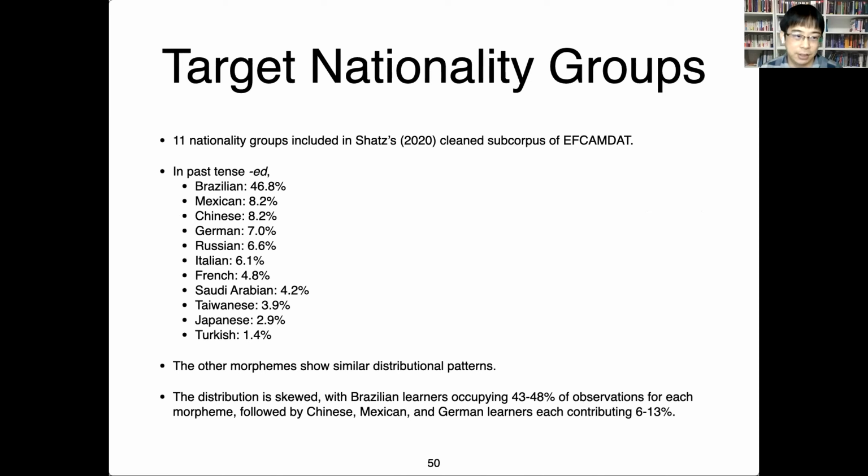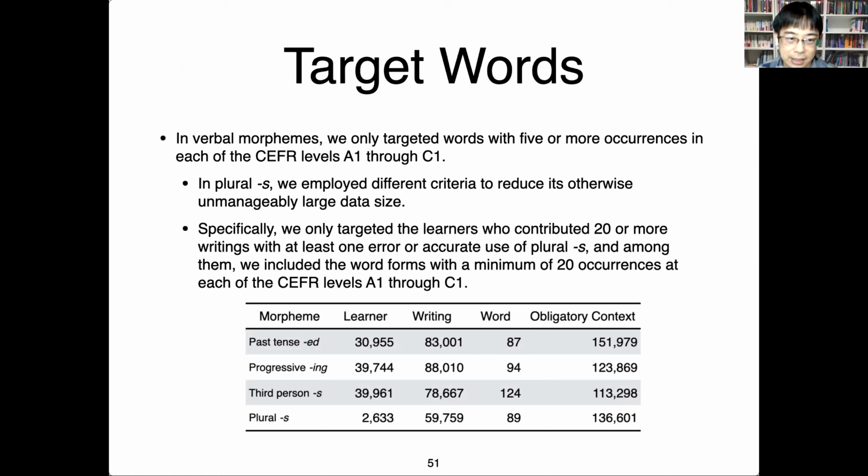We looked at these 11 nationality groups, but their distribution is heavily skewed. Brazilian learners occupy almost half of the learners, followed by Mexican, Chinese, and German learners, each contributing 6 to 13%. We only looked at the words that occur more or less frequently in the learner corpus. In verbal morphemes, we only looked at the words with 5 or more occurrences in each of the CEFR levels A1 through C1.